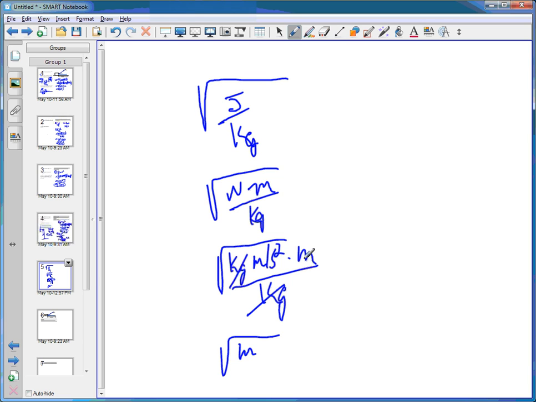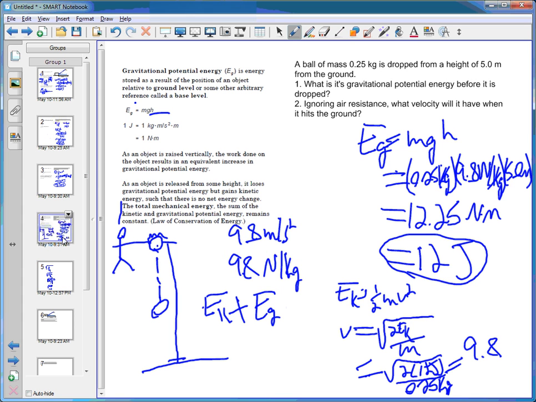Therefore, when we go back to our question, we're looking for a velocity, meters per second. We must have plugged the numbers in right because our units are working out right. So it's 9.8 meters per second.